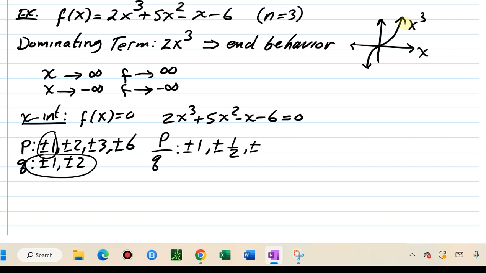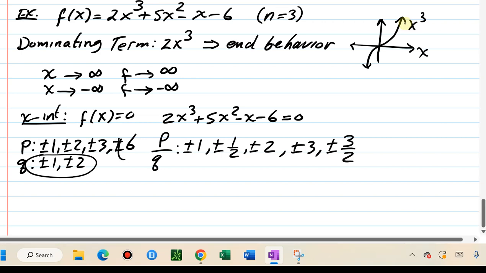Next one, we move to 2. We do the exact same thing with plus minus 2. This one, divided by 1, we get plus minus 2. Divided by 2, we get 1, but I have 1 in my list of rational zeros already. Let's move to 3. Divide 3 by Q, so I get plus minus 3 and plus minus 3/2.